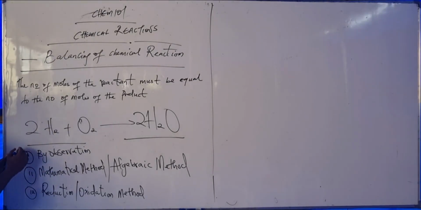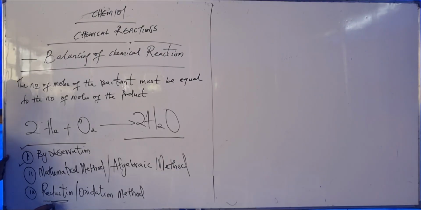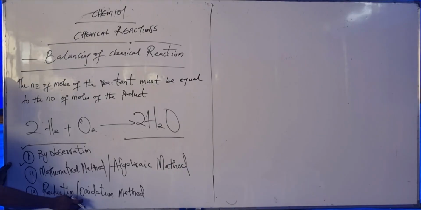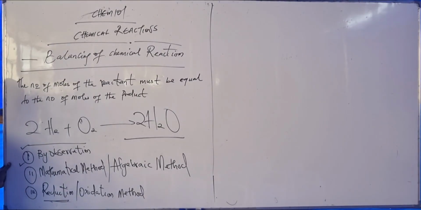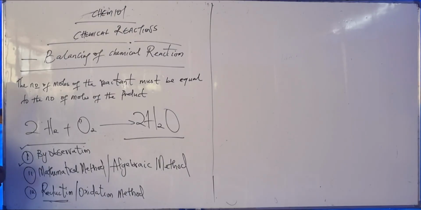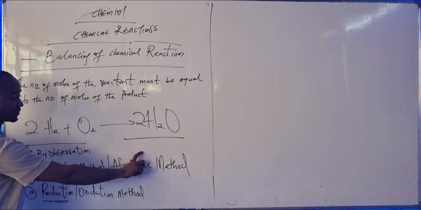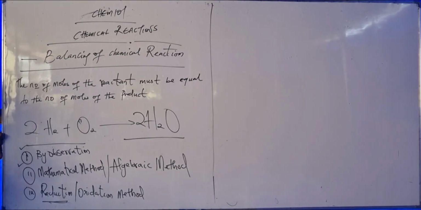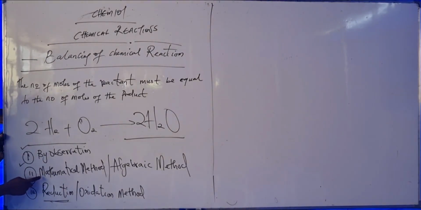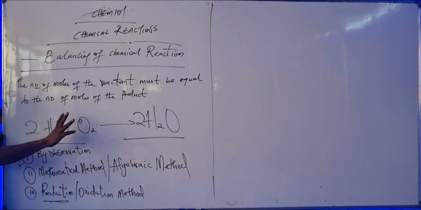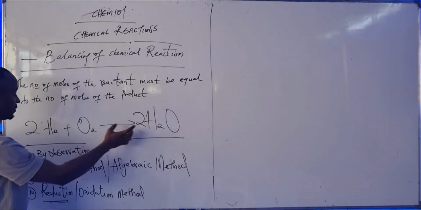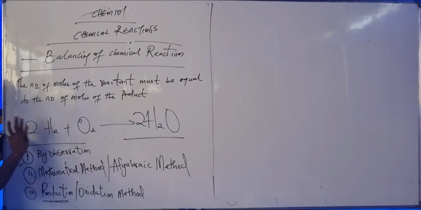Basically, we have by observation, by mathematical method, and there is another one called the reduction and oxidation method. This is basically for redox reactions. But let's look at the mathematical method. What I will be emphasizing is the mathematical method. What I just did now is by observation. I observed the moles of hydrogen and oxygen on this side and balanced them up.